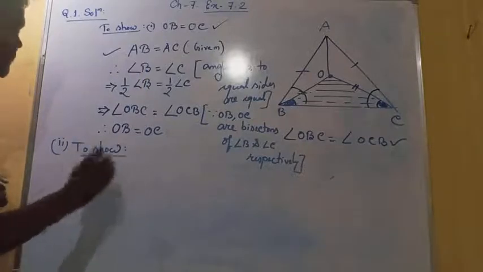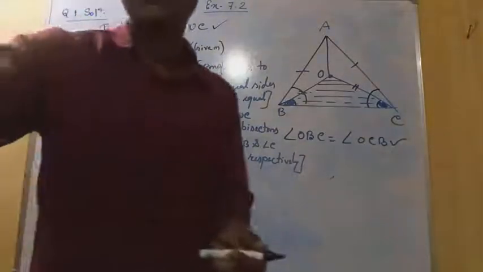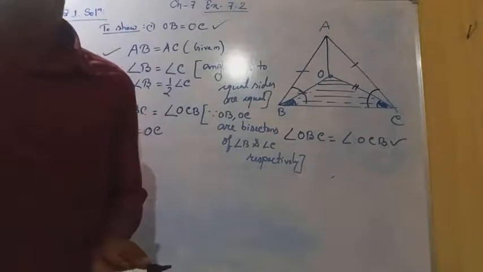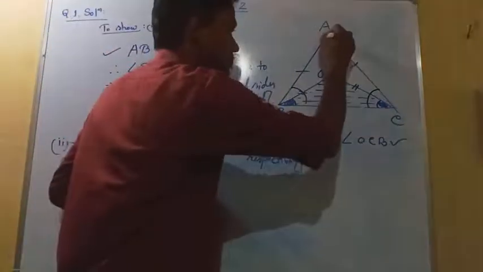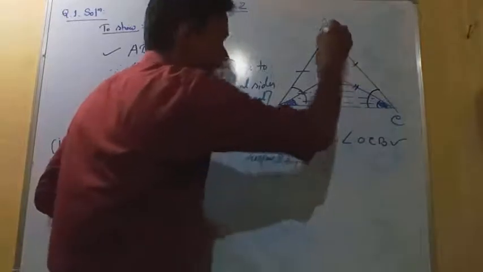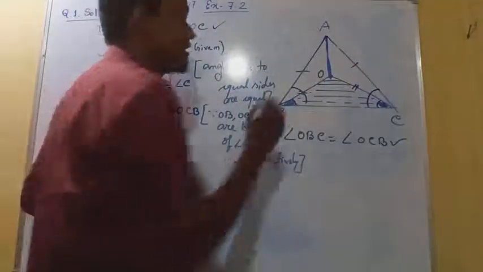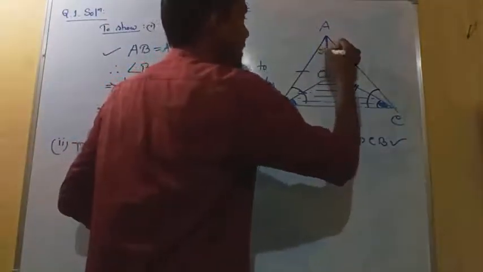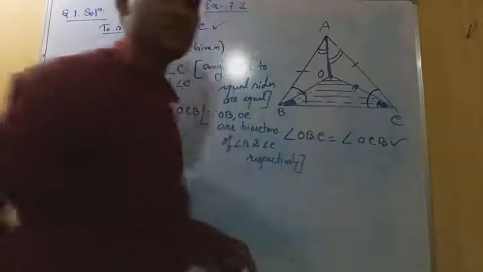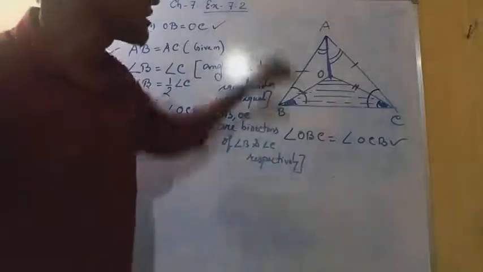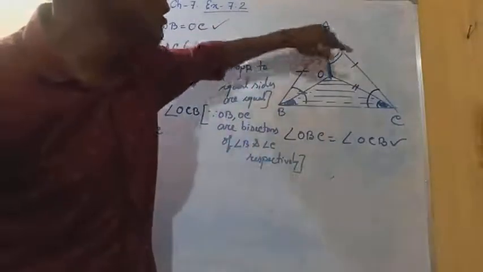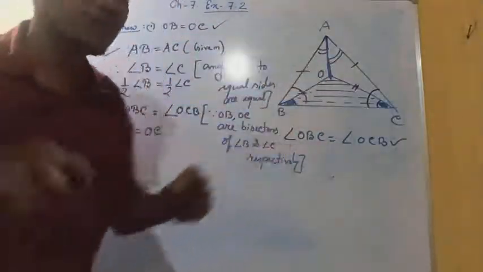In the second part, we are supposed to show that AO bisects angle A. That means they are talking about this one. This AO line bisects angle A. That means this angle has to be equal to this. Bisect means the whole angle A is divided into two equal parts. That means BAO is equal to CAO. That is what we are supposed to show.